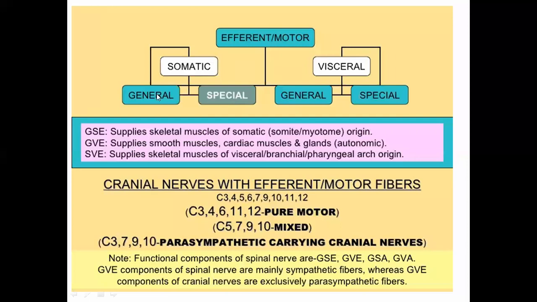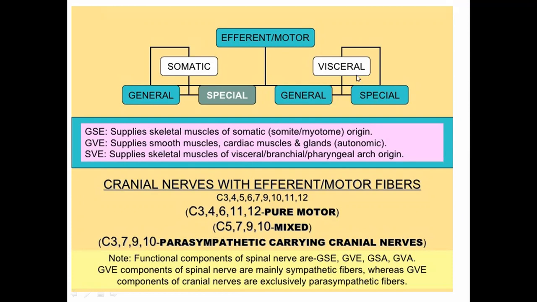You can see general somatic efferent, which we have already seen. Now coming to the next, general visceral efferent. General visceral efferent supplies smooth muscles, cardiac muscles, and also glands. All of them are supplied by the autonomic nervous system. This belongs to general visceral efferent because they are seen surrounding the viscera, or they are the viscera itself.